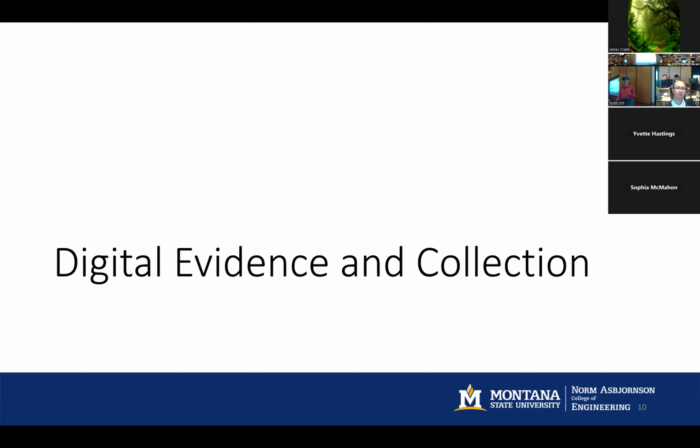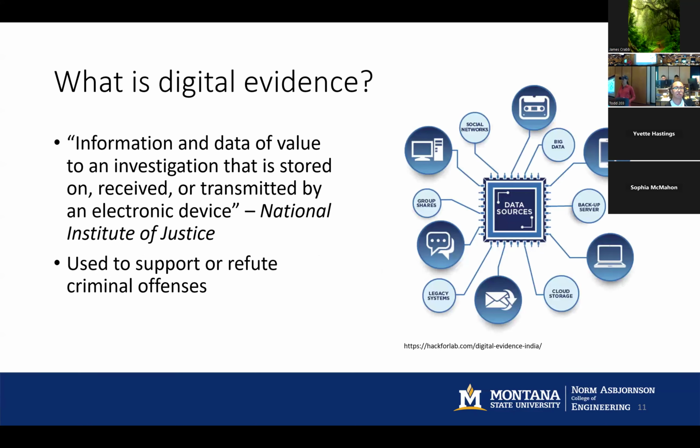Okay, so now that we know what the digital forensics types are, we can actually start looking at that digital evidence and how we can collect it. The National Institute of Justice defines digital evidence as the information and data of any sort of value to an investigation that can be stored on, received, or transmitted by an electronic device. Essentially, this is anything digital that can be used to support or refute our criminal cases.